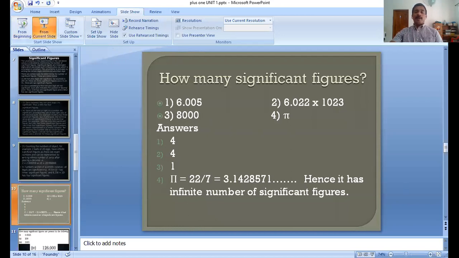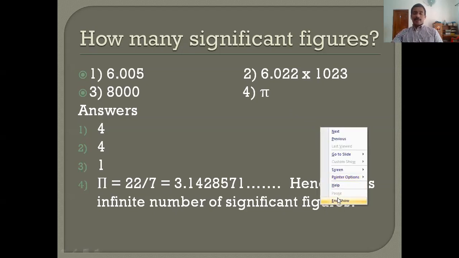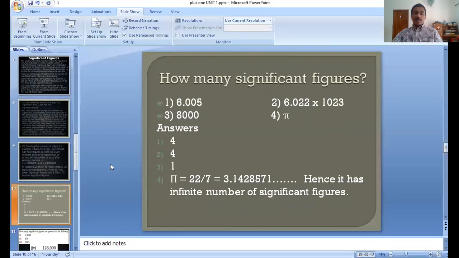And pi, what is pi? Pi is equal to 22 by 7, that is equal to 3.1428571, etc. If you divide it, that will not stop at the 7.1, that will continue. Or you can say there are infinite number of significant figures.